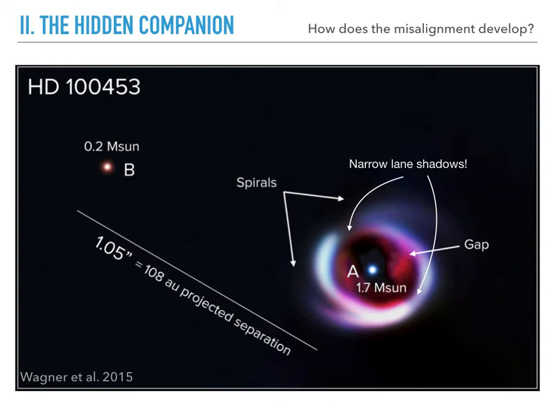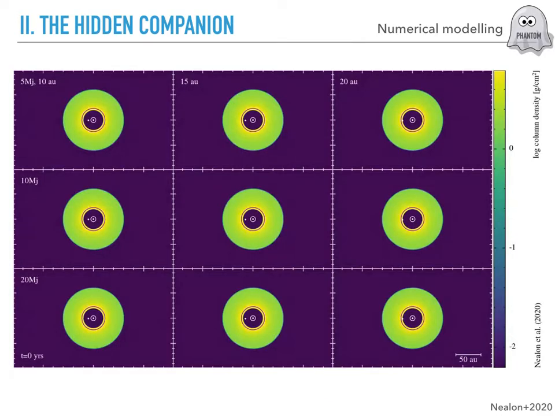So the question that we're asking in this work is, can this hidden planet that's residing somewhere in this gap be responsible for this strong relative misalignment between the inner disk and the outer disk? Or is there something more that's happening in this system? Our first step is to quantify the mass and location of this hidden planet.